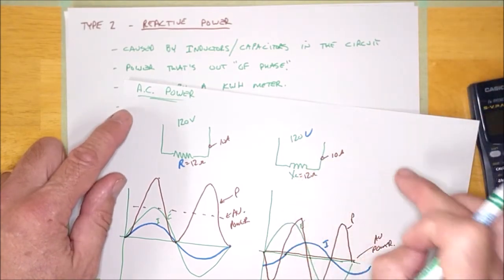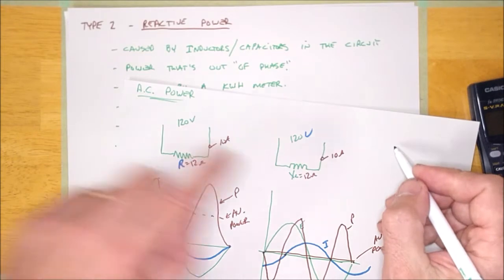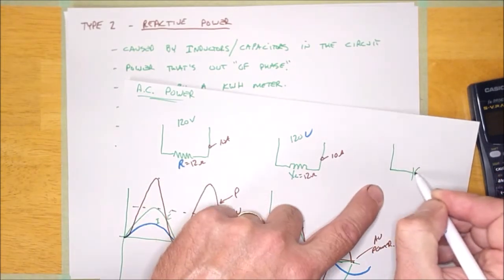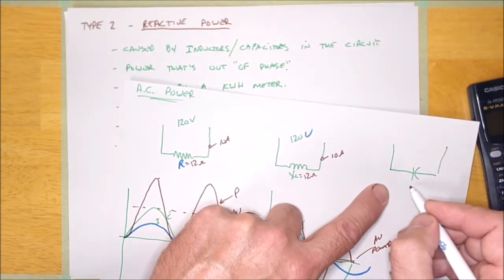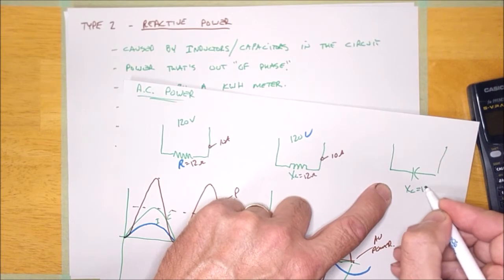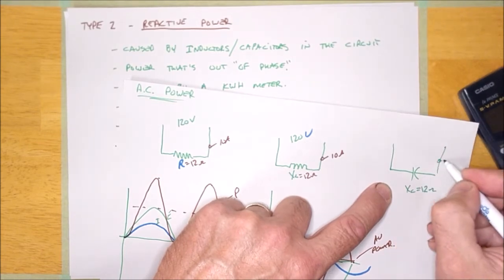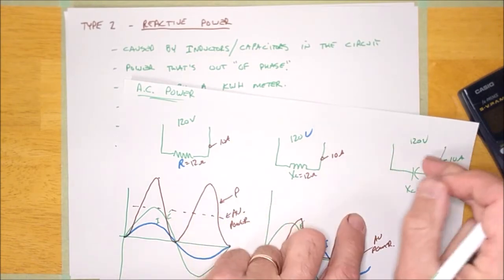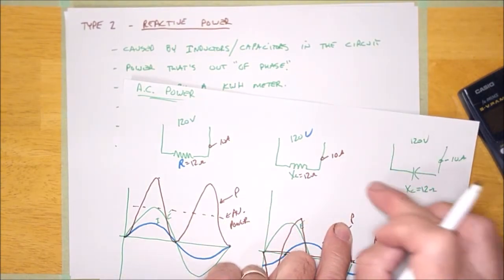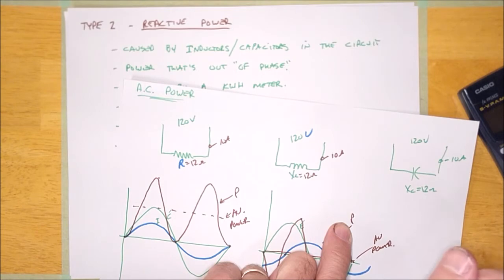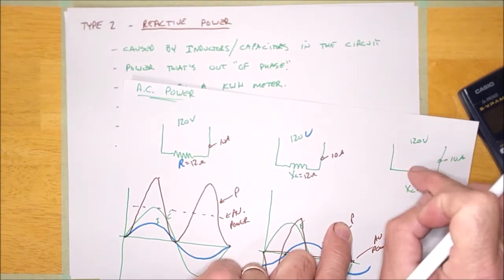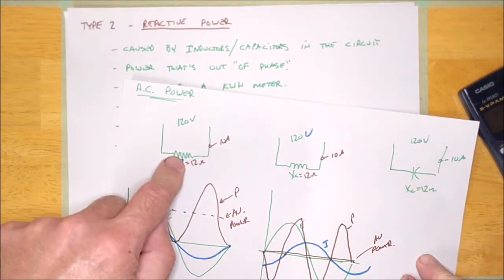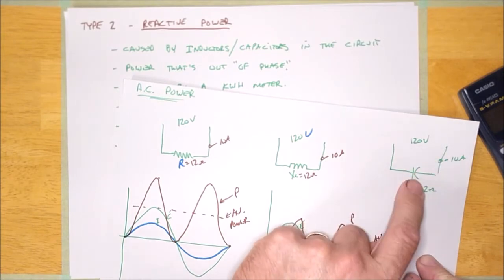And if I had another circuit here with a capacitor in it, it would be exactly the same thing, okay? I'm not going to draw the phasors, but let's say XC was 12 ohms, and it was 10 amps, and this is 120 volts. This would also be reactive power, and this thing would be sitting here drawing 10 amps all day long. No heat. No heat. Okay?